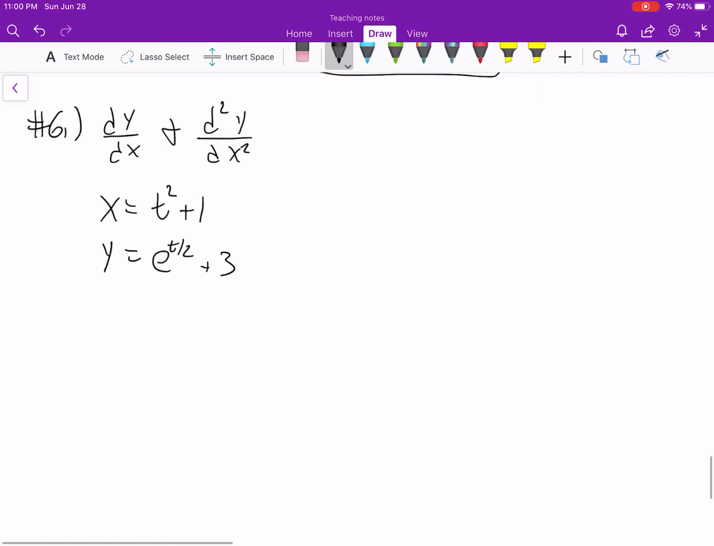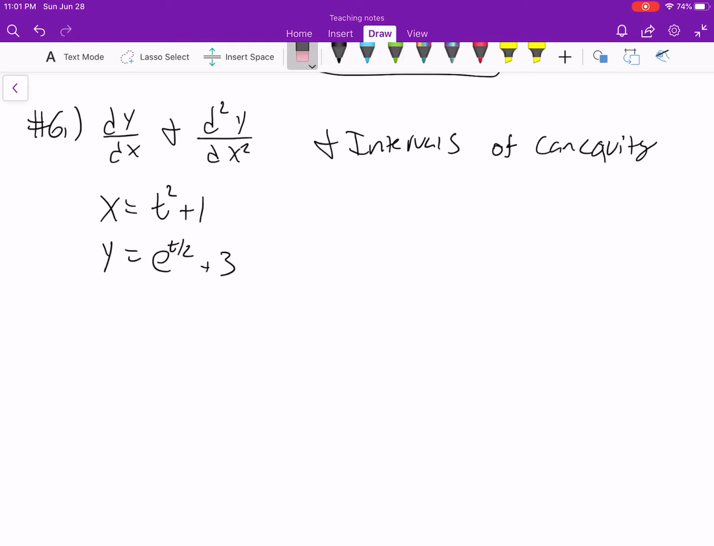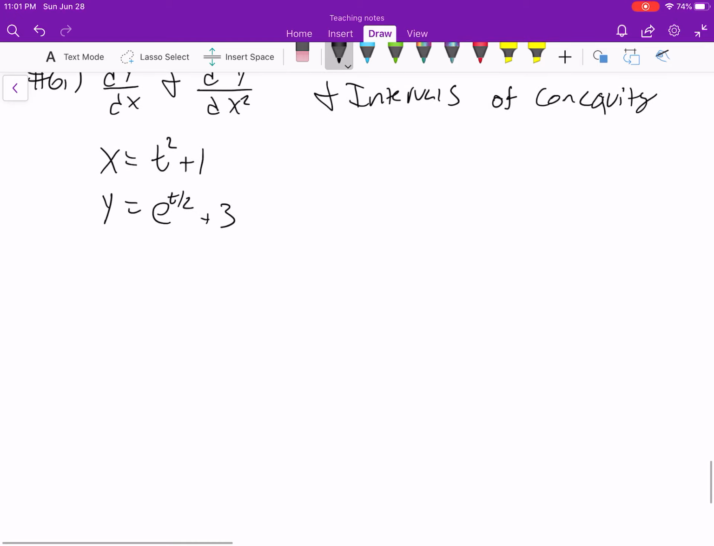So we want to find dy/dx, d squared y/dx squared, and intervals of concavity. What I mean by that is where the graph is concave up or concave down. Concavity, first one's an A. That's what I was saying. C-O-N-C-A-V-I-T-Y. Okay, so we need to compute our derivatives here.